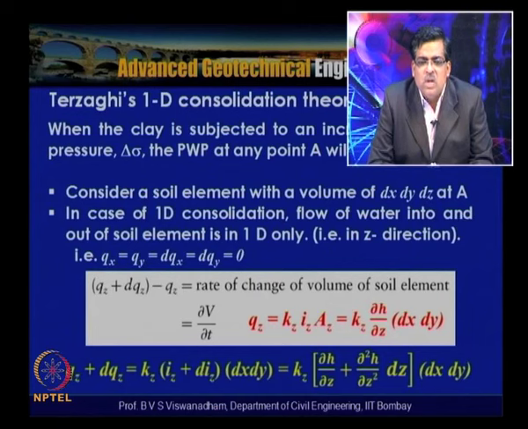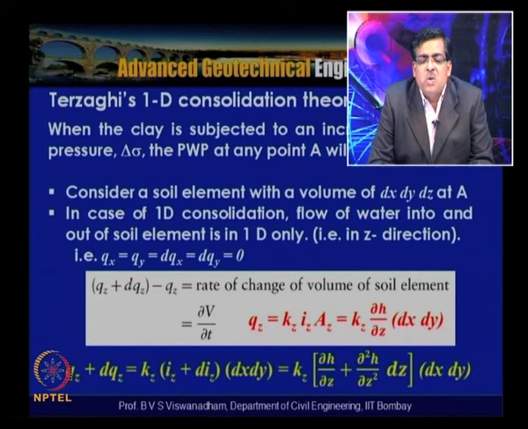predominantly happens. Now in this particular slide, the change in flow, that is outflow minus inflow, qz plus dqz minus qz, is given as the rate of change of volume of the soil element, which is nothing but dou v by dou t. So qz is defined, as we have written in the next slide, as vz into az, which is nothing but kz iz into az, where kz is the coefficient of permeability in the vertical direction, that is the z direction, and iz is dou h by dou z. The flow happens perpendicular to dx dy, so az is equal to dx dy.